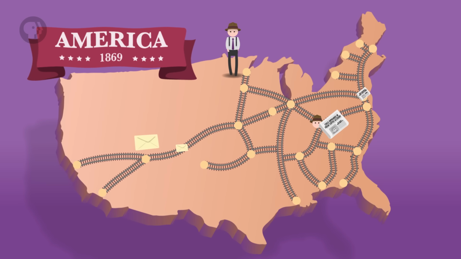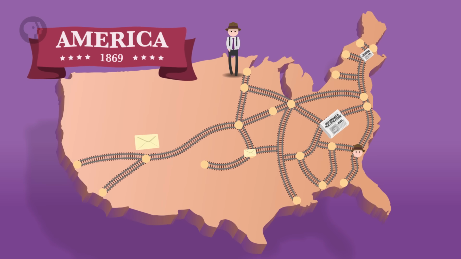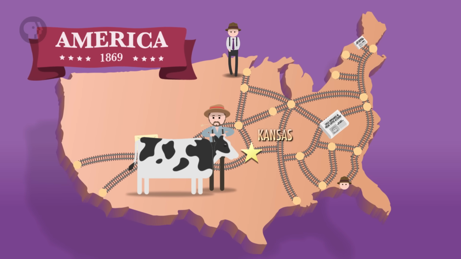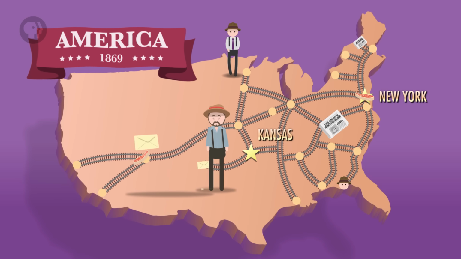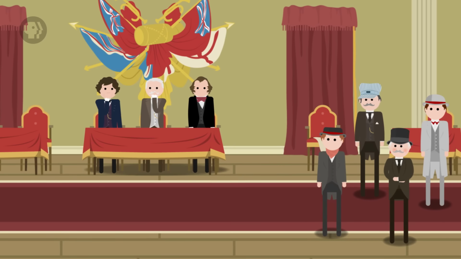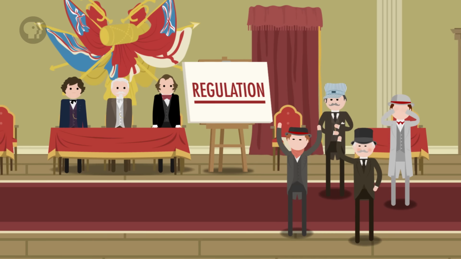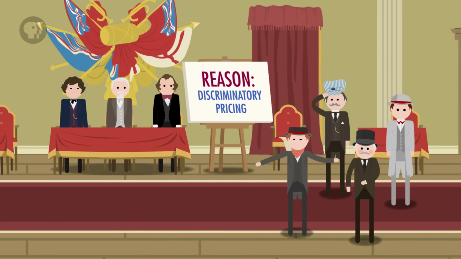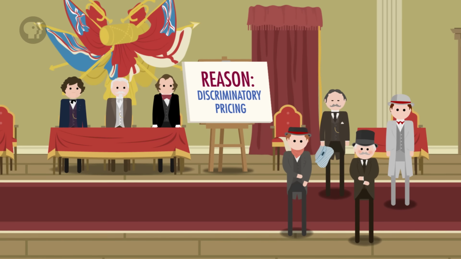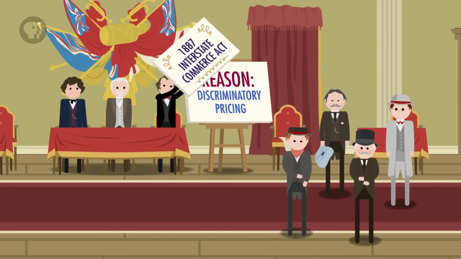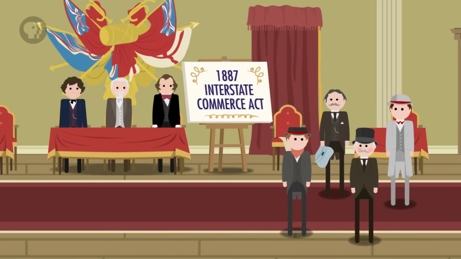became much easier, and it was possible for the first time to have a national market for goods. If you raised cattle in Kansas, you could now easily ship beef to New York or San Francisco. Railroads were, almost by definition, interstate entities, so it was pretty clear that Congress could regulate them. And they needed regulation because railroads had a nasty habit of discriminatory pricing, charging much, much more for some shippers than others. Something had to be done, and Congress stepped in with the Interstate Commerce Act in 1887, which created the Interstate Commerce Commission to regulate railroads.